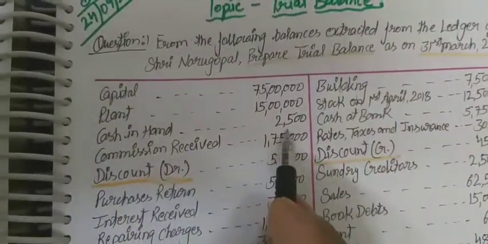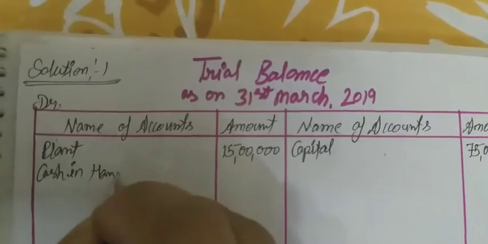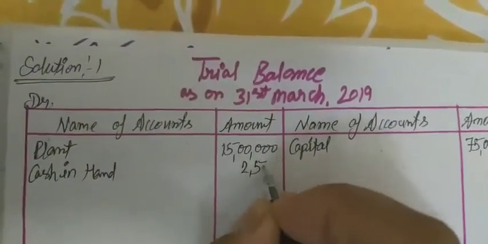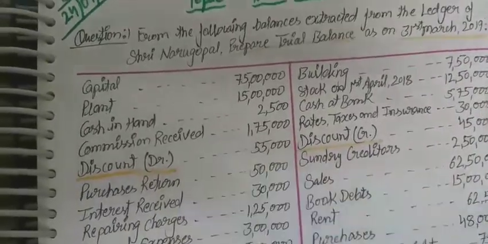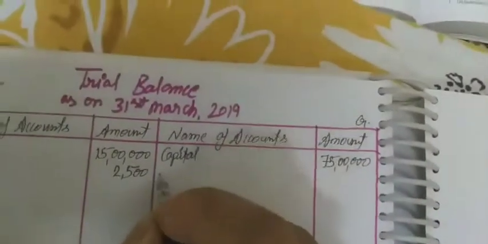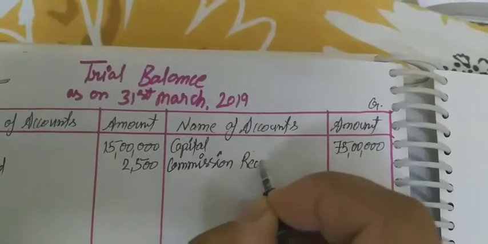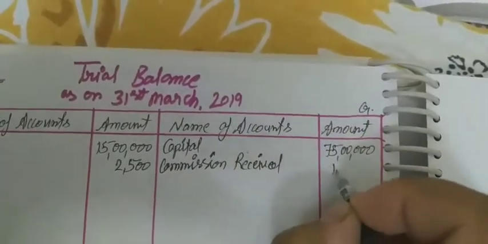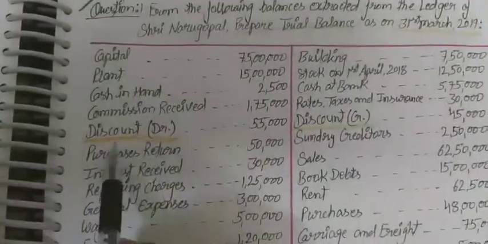Next one, after plant, cash in hand, this is also a debit balance, it is an asset, so cash in hand 2,500. And next one is commission received, this is income for the business, so it will be credit, 1,75,000. So commission received 1,75,000 on the credit side, because it is income, and income is always shown on the credit side.